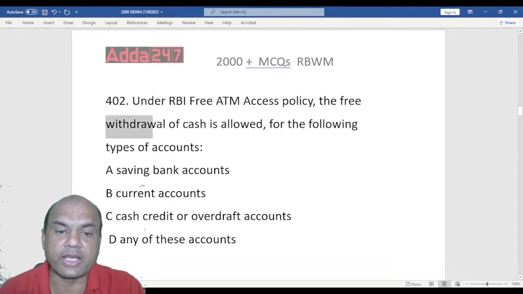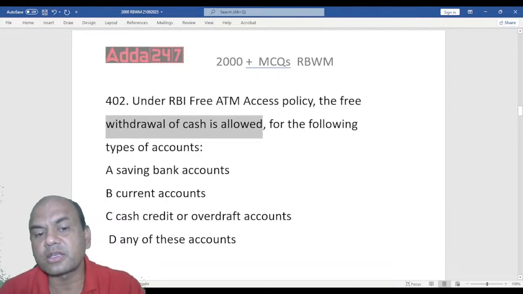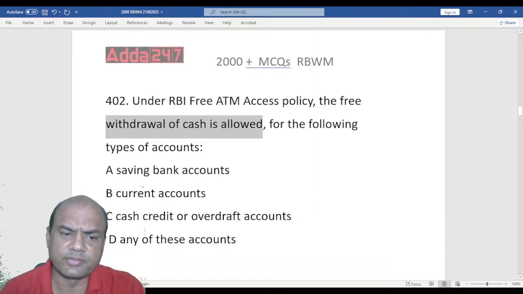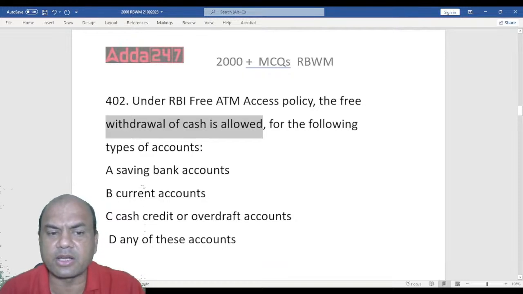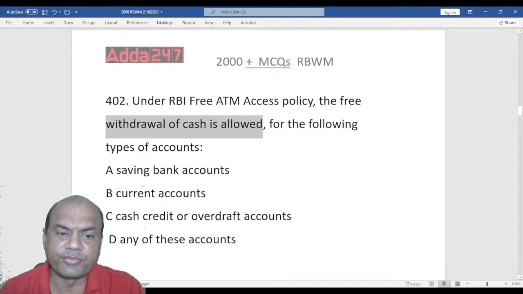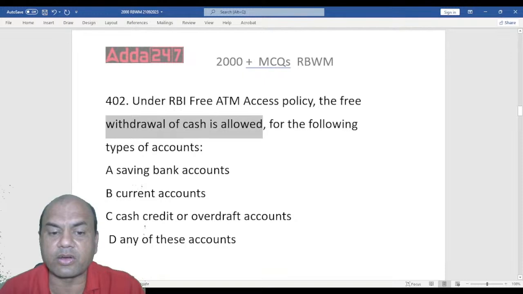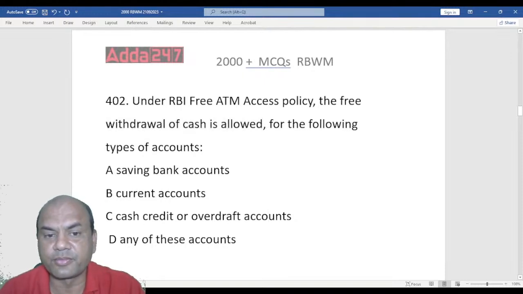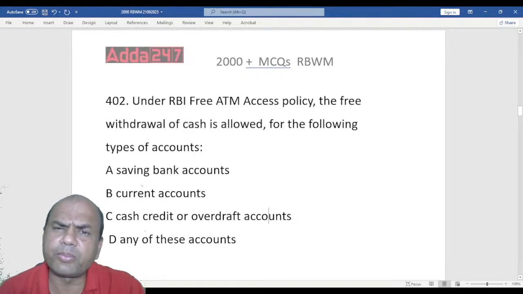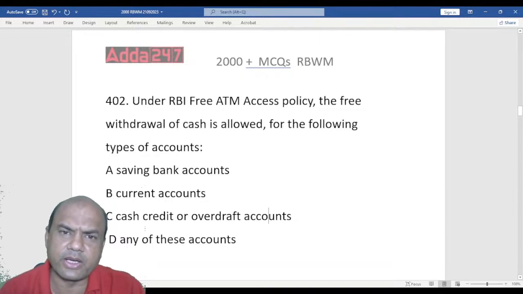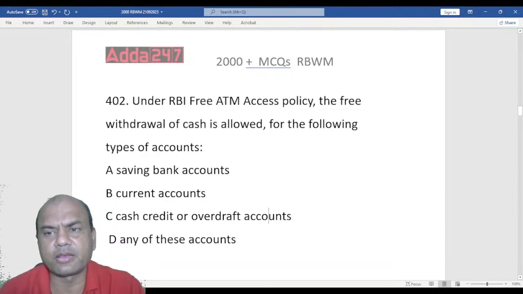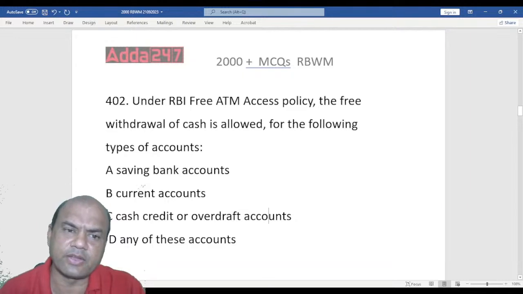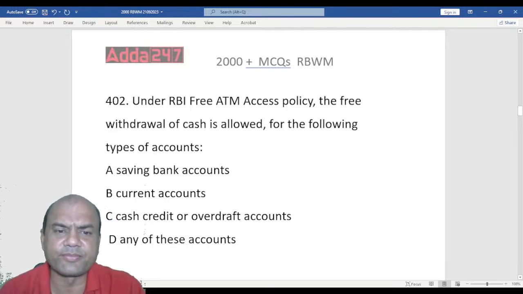Free withdrawal of cash is allowed for which? Any of these, savings only, current only, or cash credit or OD accounts. And do you pay any charges when you withdraw through an ATM in your bank? Do you pay any charges? Anyone? We don't pay any charges.